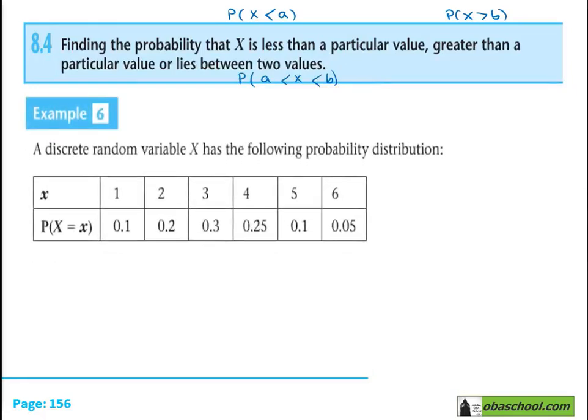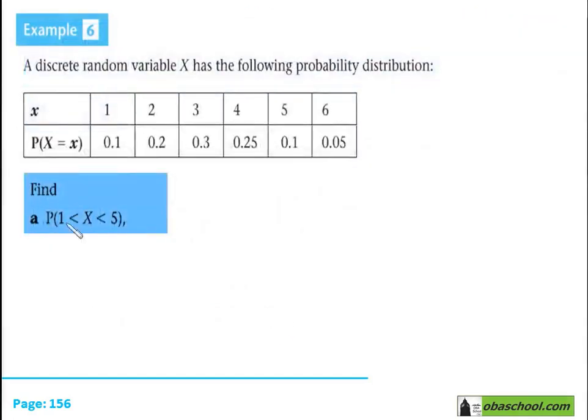Look at this example. A discrete random variable x has the following probability distribution. The values of x are from 1 to 6, and we have the corresponding probability for each value. We need to find the below. Find probability of x between 1 and 5, between 2 and 4, and we have inequality, between 3 and 6, and finally x less than 3. Part A, we need to find the probability when x is between 1 and 5.